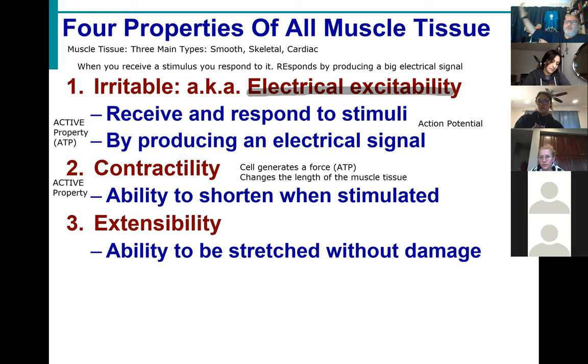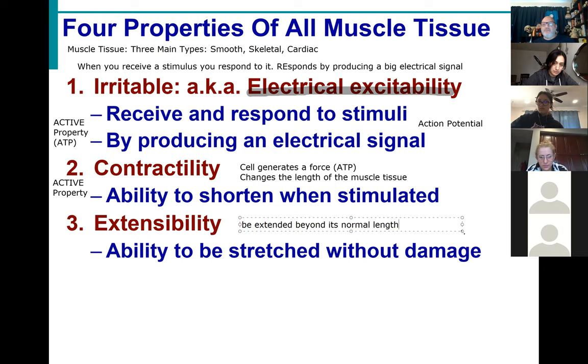Notice, as my elbow extends, what's happening to the bicep brachii? It stretches. It is stretched out, and it's not damaged by that process. So one of the keys to muscles is it can be extended beyond its normal length. That's what extensibility is, without being damaged. Again, there are limits, but it can be that.